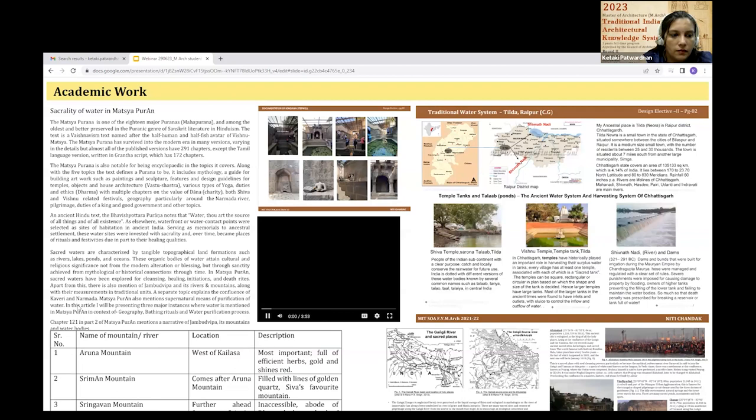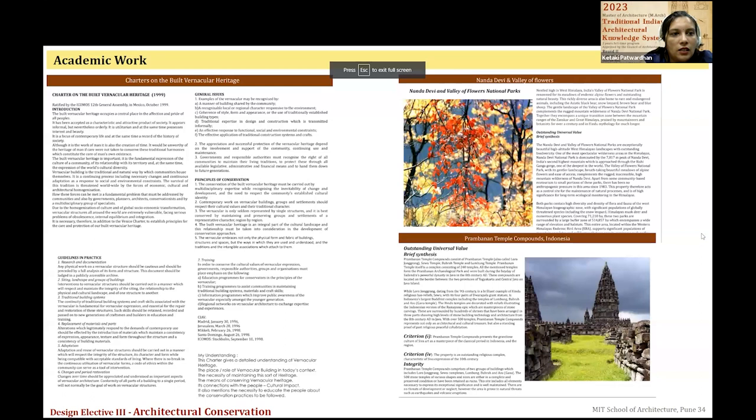Okay, so moving on, this was another interesting elective we had last year, architectural conservation. We have in-house architects who are conservationists, and they take these sessions where they explore vernacular heritage, they explore different examples across the globe, and also then try to find connections with the traditional Indian systems.